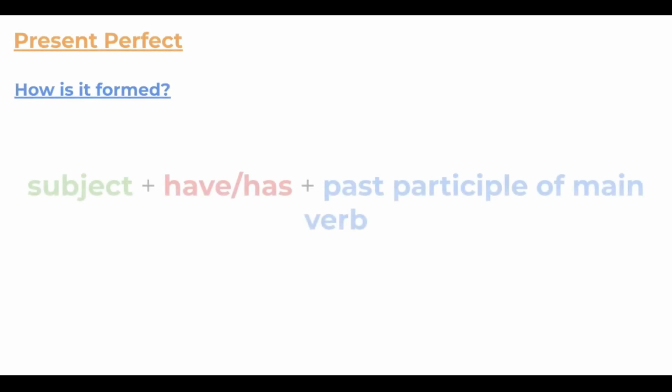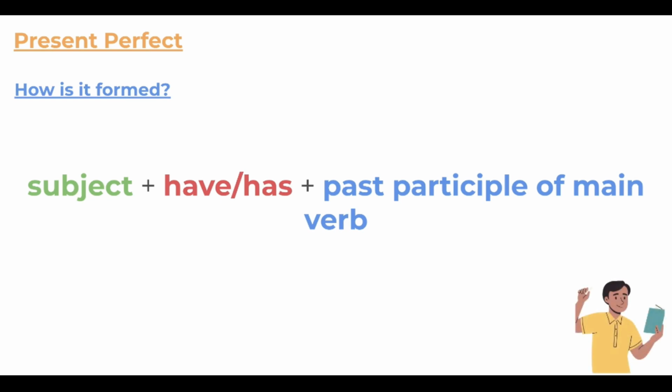Okay, jumping back to the tense at hand of the present perfect. Let's look at the equation now that we're comfortable with the past participle. So we want the subject, we want our auxiliary verb in its two forms depending on the subject, depending on the number, and then the past participle. Okay, let's see this in action.